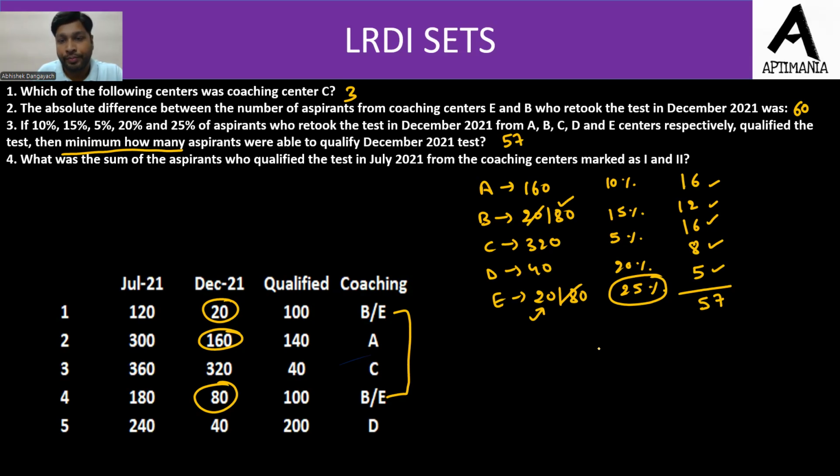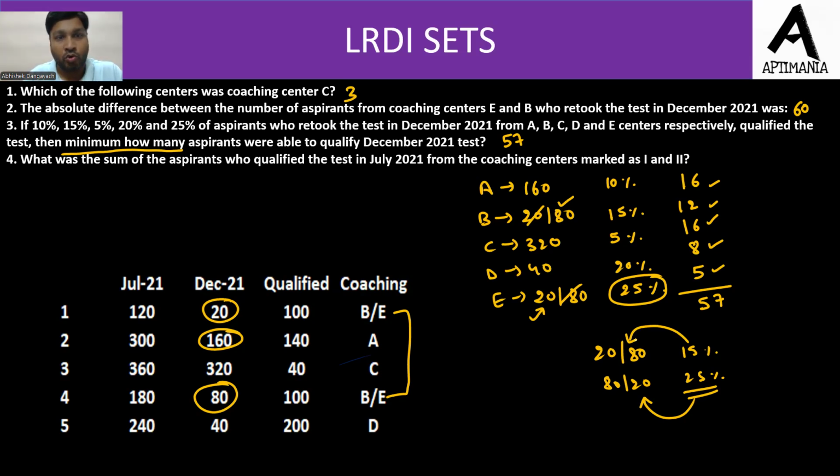Point was B और E में confusion था 20-80 and 80-20. जब हमें पता है कि we are taking 15% of this and 25% of this, तो जिसका ज्यादा बड़ा परसेंटेज है उसको मिनिमाइज रखना है तो छोटी वैल्यू दीजिए, जिसका कम परसेंटेज है उसको बड़ी वैल्यू दीजिए. This was the point, right?